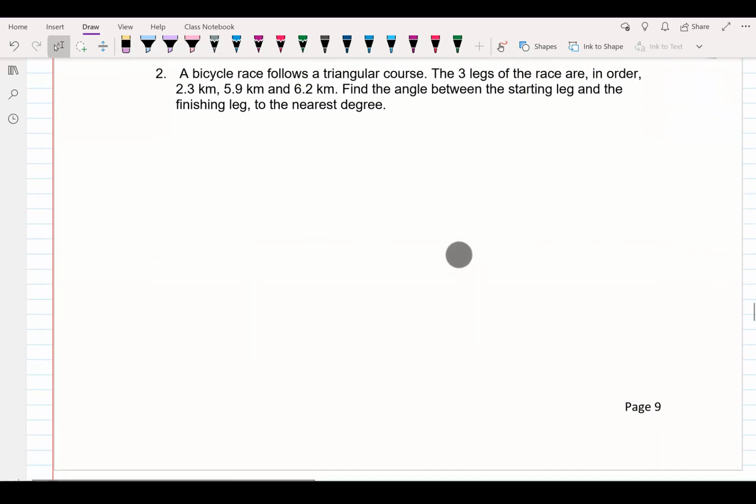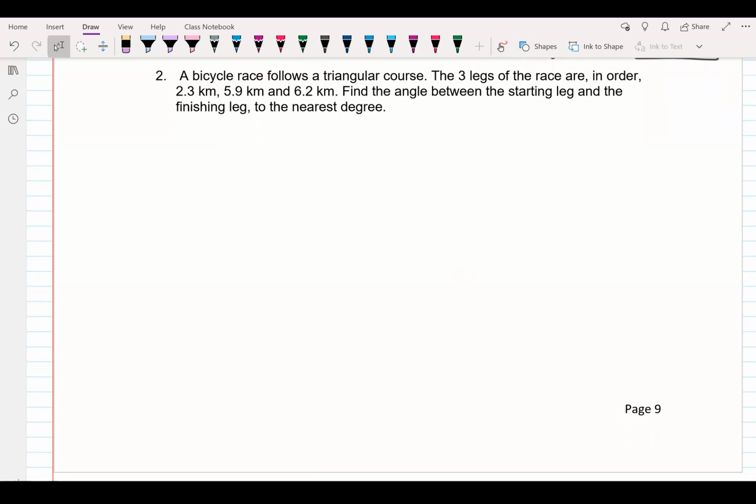A bicycle race follows a triangular course. The three legs of the race are, in order, 2.3 kilometers, 5.9 kilometers, and 6.2 kilometers. So I'm just going to go ahead and draw a triangle. This is my 2.3, 5.9, and then I'm going to draw a long line for 6.2. It doesn't need to be to scale. This is just my approach. 2.3 kilometers, my next one in order was 5.9, and my next one in order was 6.2.